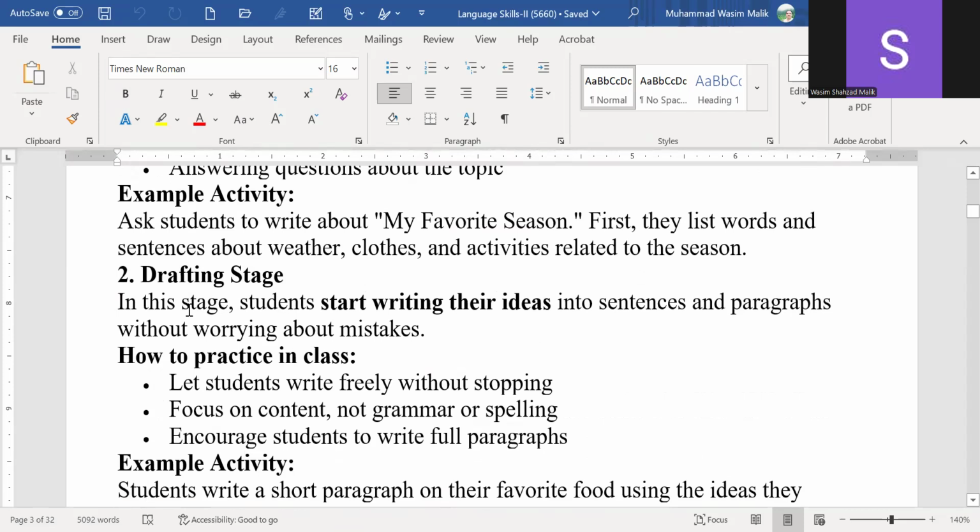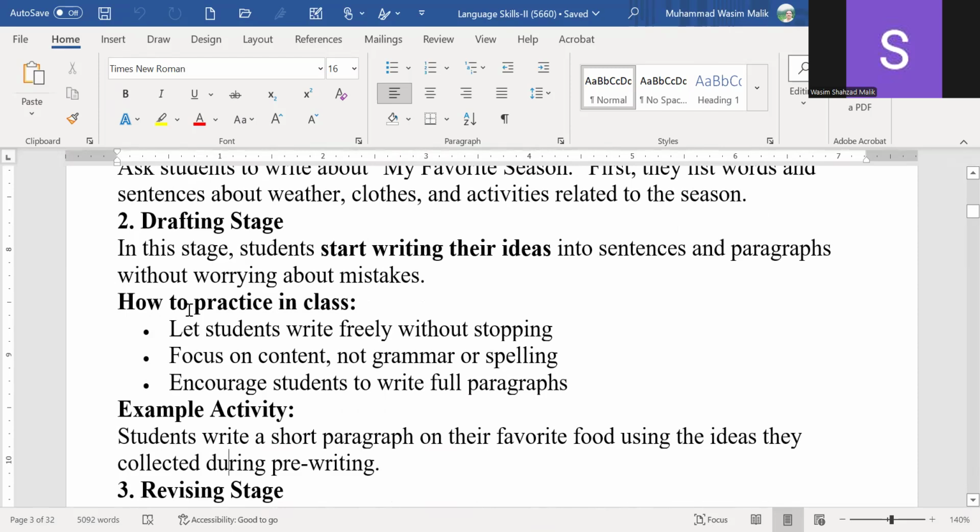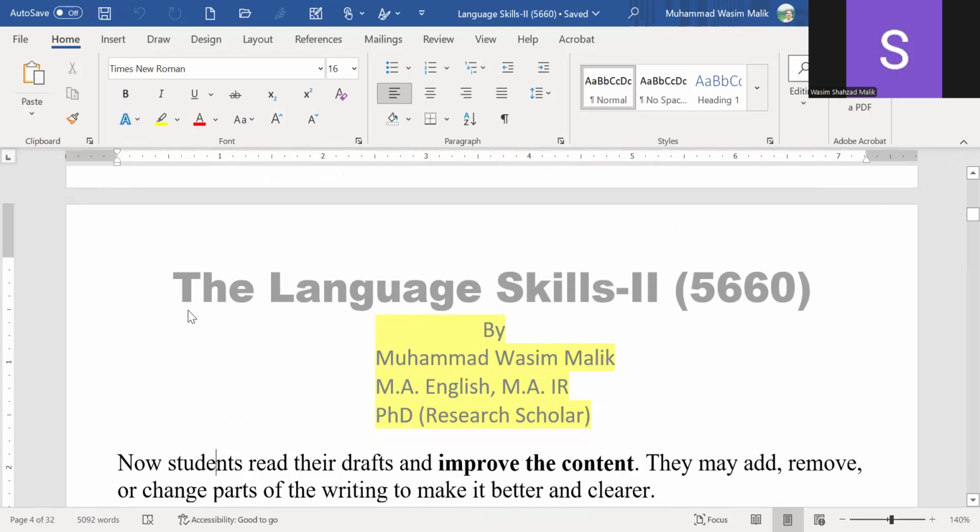Example activity. Students write a short paragraph on their favorite food using the ideas they collected during pre-writing. Revising stage, that is the third stage. Now students read their draft and improve the content. They may add, remove, or change parts of the writing to make it better and clearer.